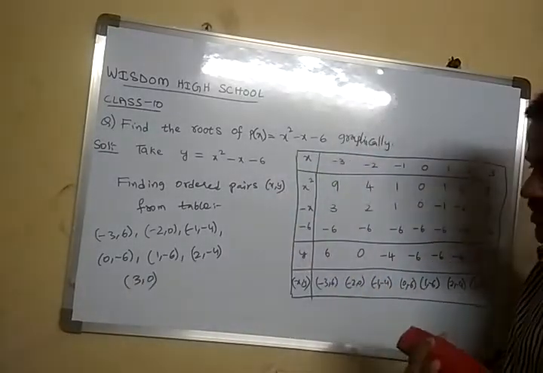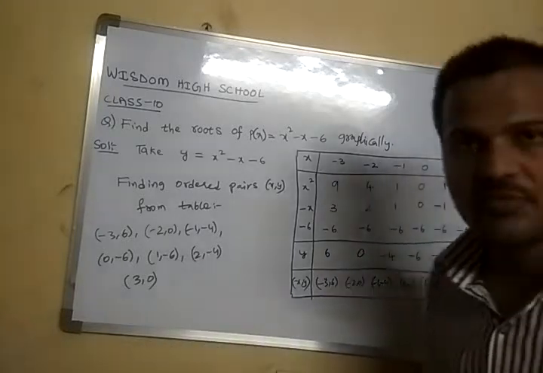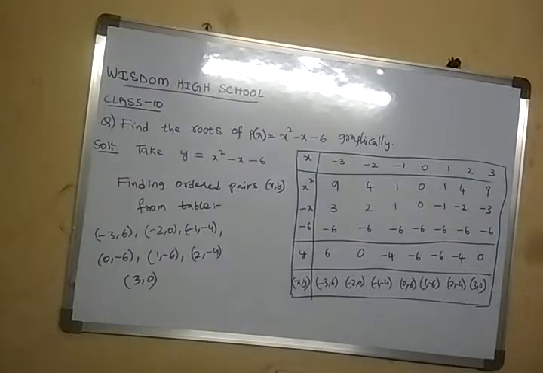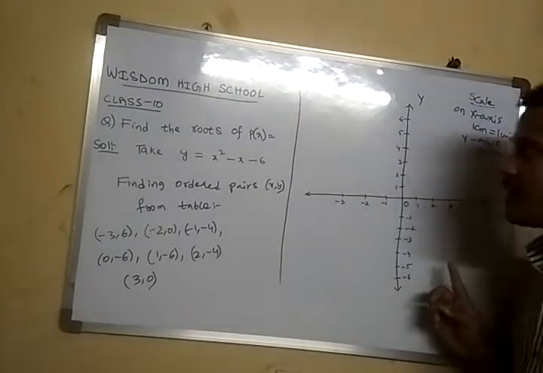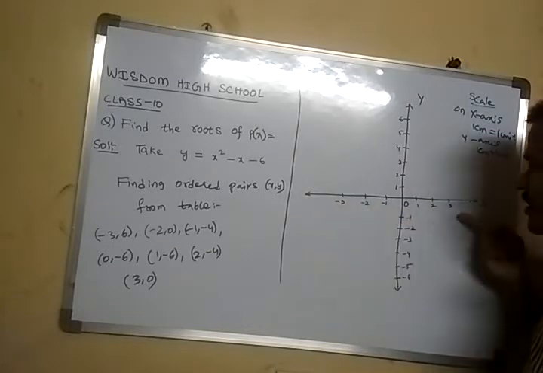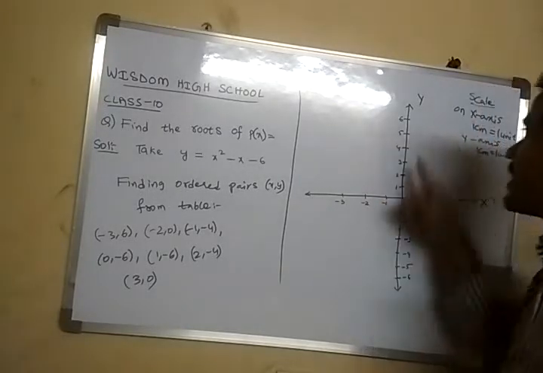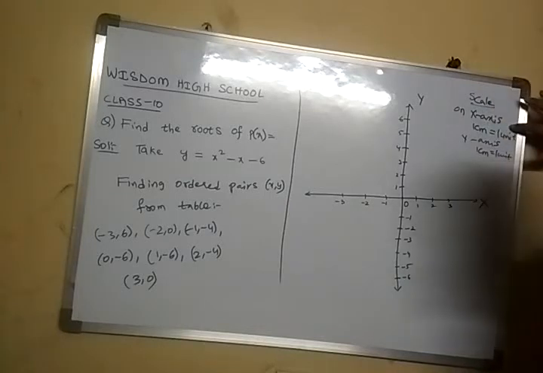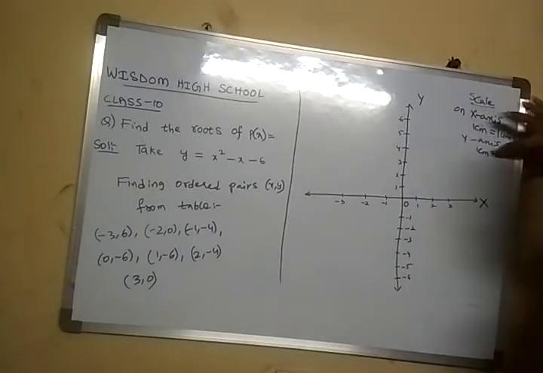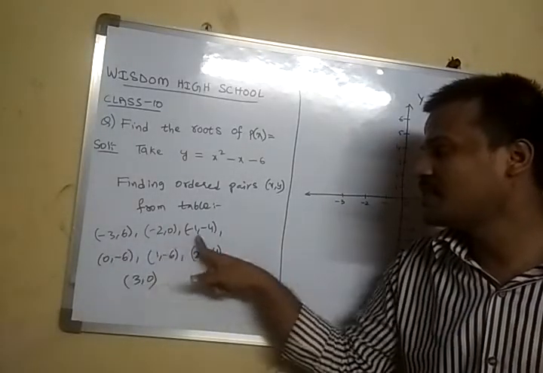Okay, so now I will plot all these points in the graph by taking a suitable scale. So this is the graph I have taken. See, basically the horizontal line is taken as the x-axis, the vertical line is taken as the y-axis, and here I took the scale. On the x-axis 1 centimeter equals 1 unit, and on the y-axis 1 centimeter equals 1 unit. Why? Because we have taken only single digit units.